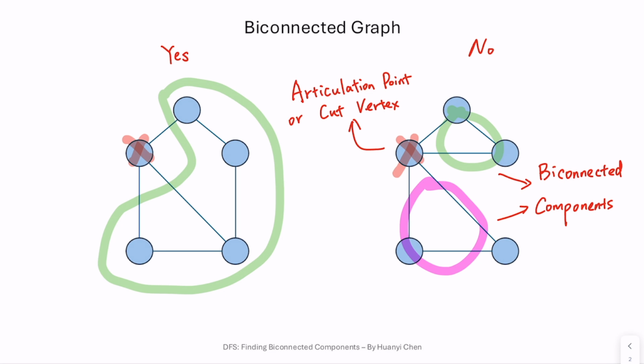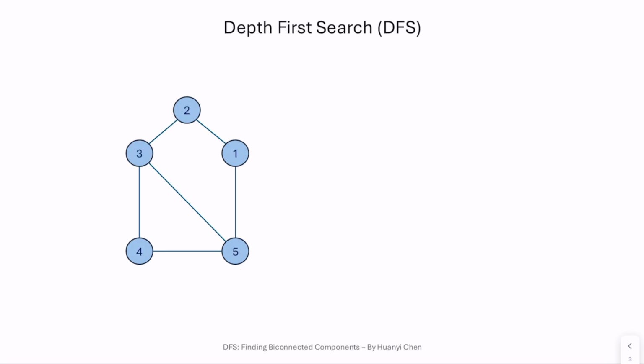As you can tell, the key to find biconnected components of a graph is to find all articulation points. And after removing all articulation points, the remaining pieces will be biconnected components. A naive solution to find all articulation points is to examine all nodes inside the graph. For example, we can check if we remove node 1, whether the remaining of the graph is still connected. And then we can check if we remove node 2, whether the remaining of the graph still stays connected.